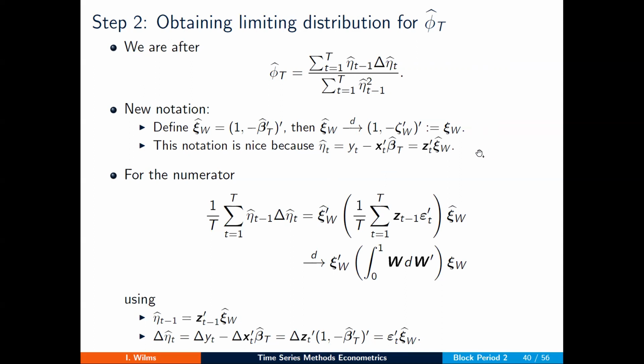Now, why is this notation convenient? Well, remember that our eta hats that are popping up in the expression of our estimator are nothing more than the residuals of the regression of the series in levels on each other. And I can compactly express these residuals, the eta hats, as the product of zt, the vector that collects yt and xt, with this new vector psi hat w.